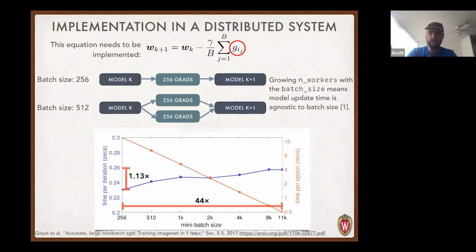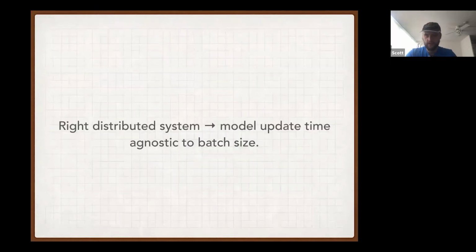With 1 worker, or if you were doing this on your own CPU, you'd expect the time to grow by a factor of 44 naively. But because we did this fancier distributed architecture, we can make the time for one model update agnostic to the batch size. That's a key takeaway: with the right distributed architecture, we can make the time for one model update agnostic to batch size.